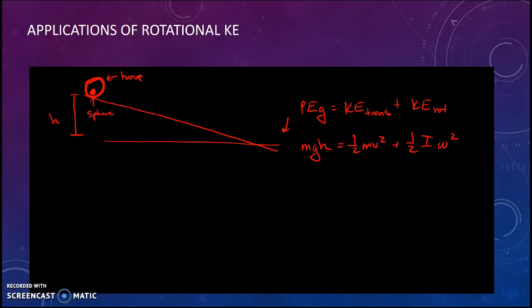And so we'll consider other examples, other systems where this comes into play as well during class. So make sure you get these equations down, especially the equation for the rotational kinetic energy.